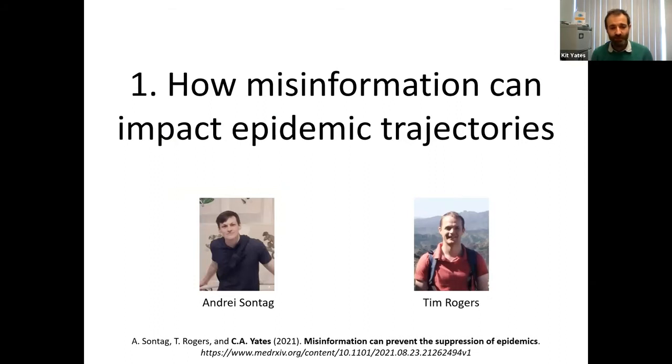The paper is at the bottom here. It's called "Misinformation Can Prevent Suppression of Epidemics." And it's joint work with a PhD student of mine, Andre Sontag, and a colleague of mine at the University of Bath, Tim Rogers.